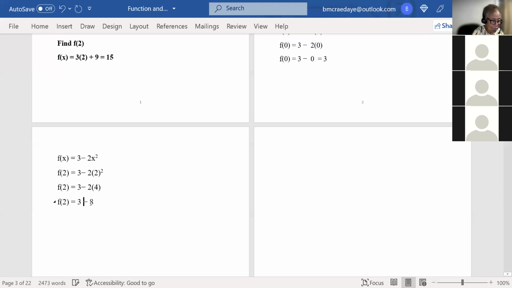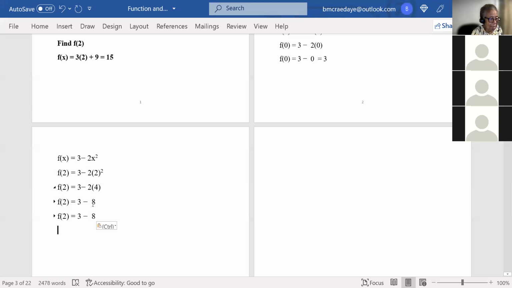Audrey, did you get that? No. F of 2 equals 3 minus 2 times... we substituted X for 2, right? Because that's F of 2. And 2 squared is 2 times 2, which is 4.